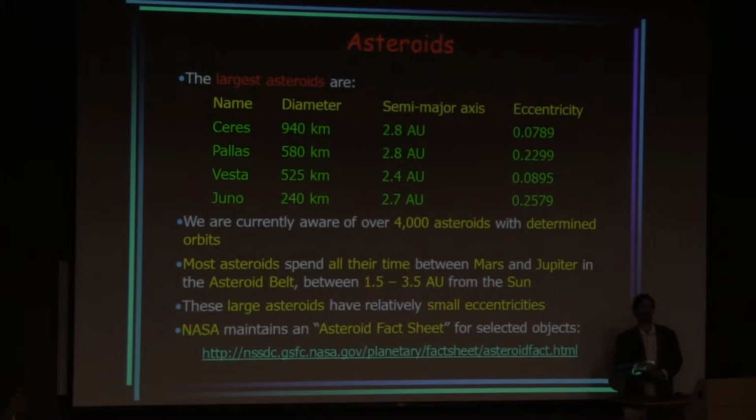Jupiter is at 4.5. That's the reason we don't see too many asteroids beyond 3.5, because they start getting too strongly affected by Jupiter's gravitational field, and Jupiter kind of clears out that zone.